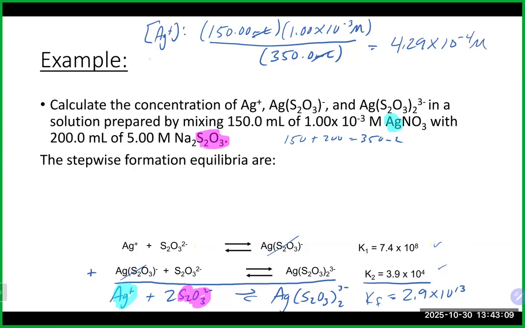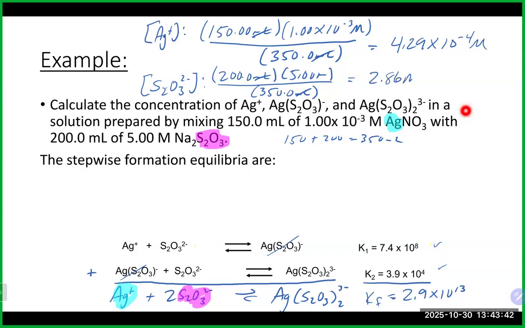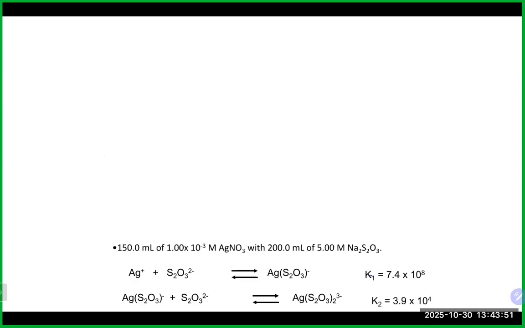We could do the same thing for our other reactant, our S2O3 2 minus. We're going to use 200 milliliters of it. It is 5 molar. And again, our total volume, once we throw everybody together, is 350 milliliters. That gives us 200 times 5 divided by 350. Looks like 2.86 molar here. Any questions so far?